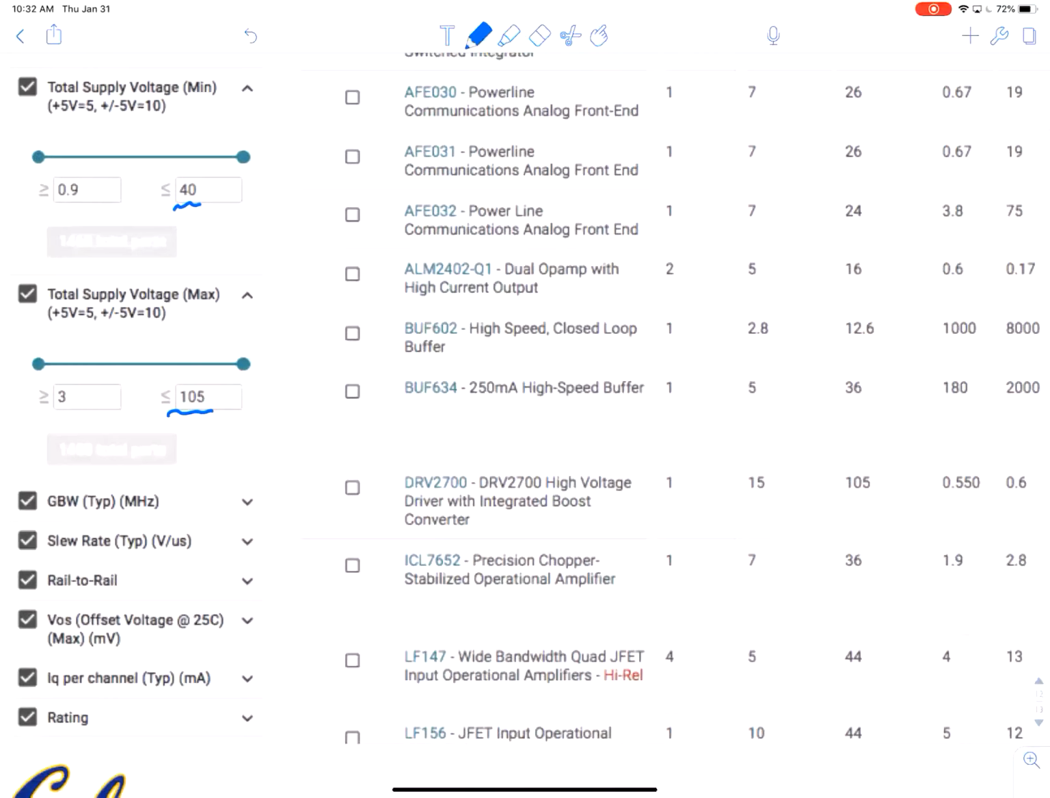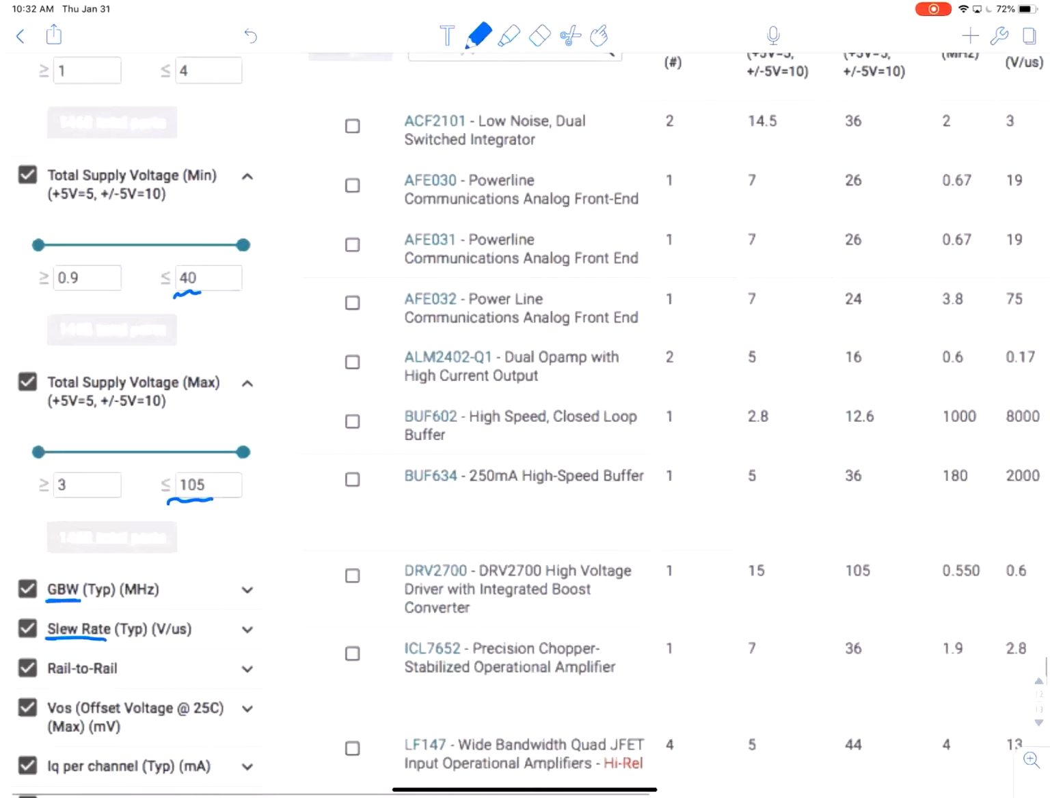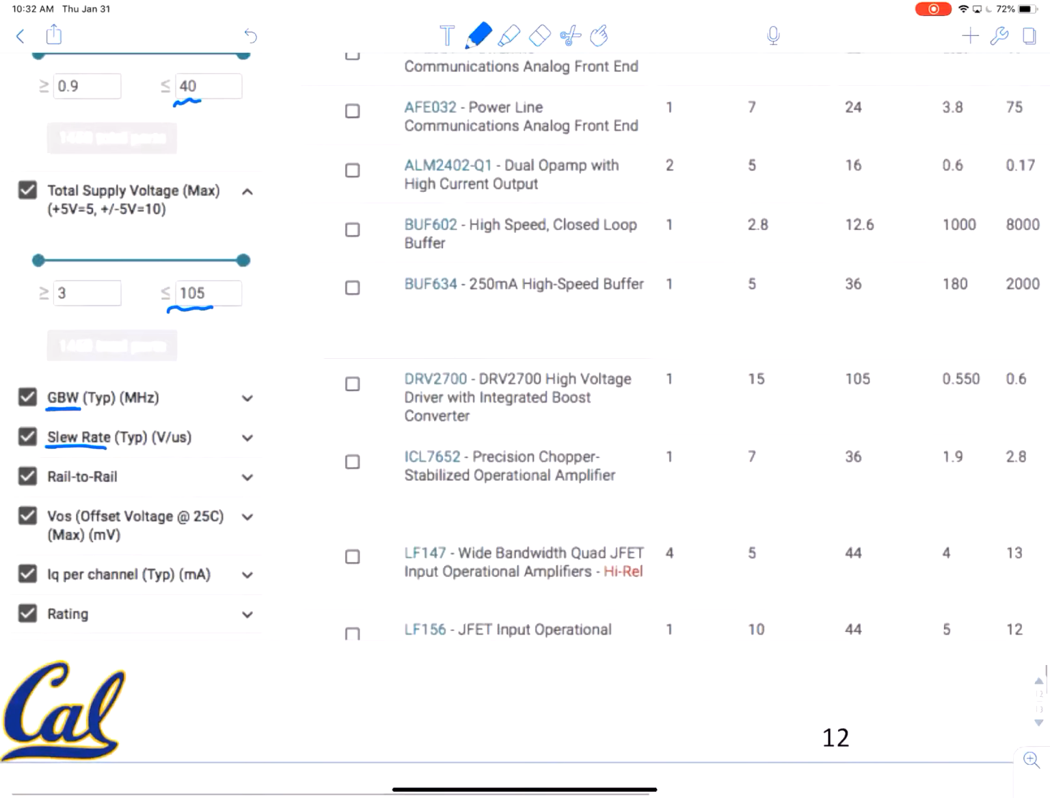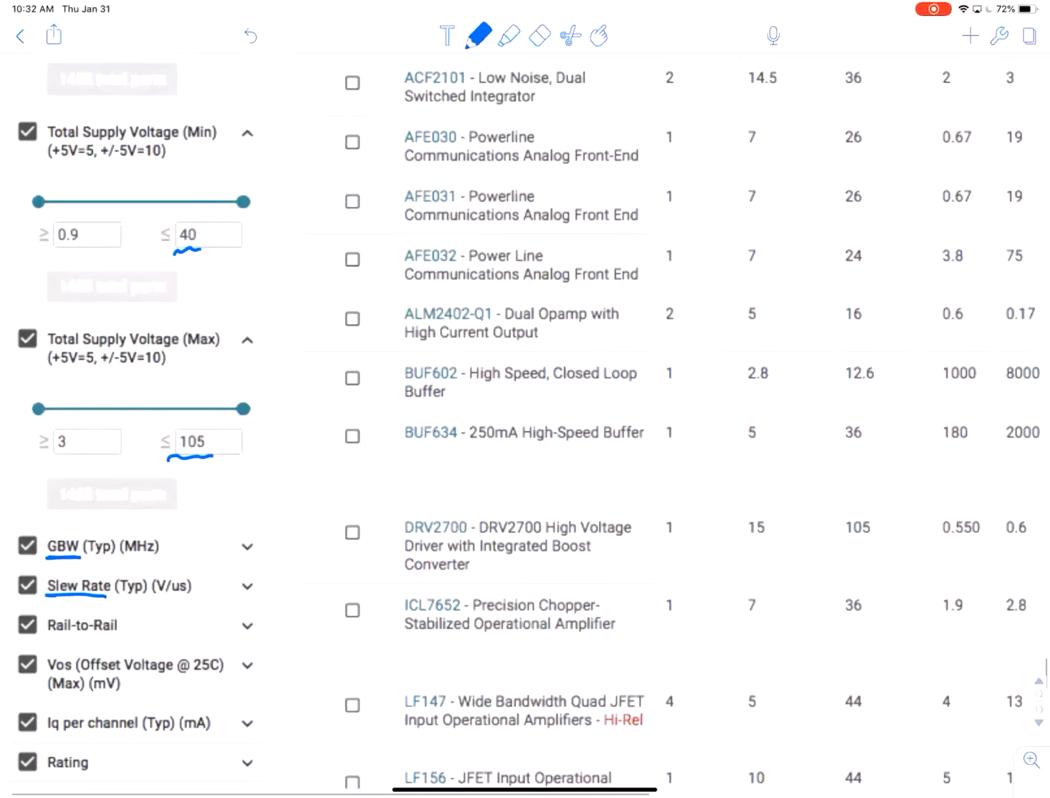The gain bandwidth product, this is a figure of merit we spend a lot of time discussing. I didn't choose anything, so I accept all gain bandwidth products here. You can choose slew rate, volts per microsecond. I didn't choose any, so I accept all possible slew rates. I basically have minimum choices in the first three parameters, and for everything else, I just see what's all available out there.